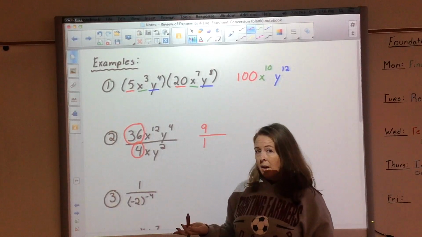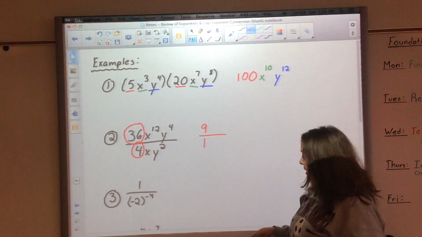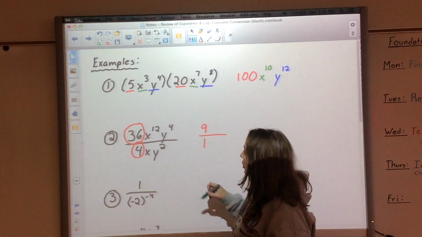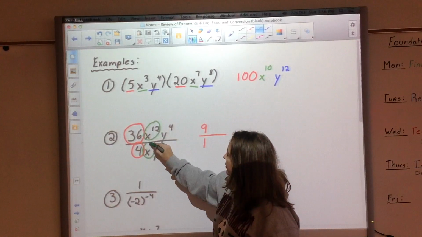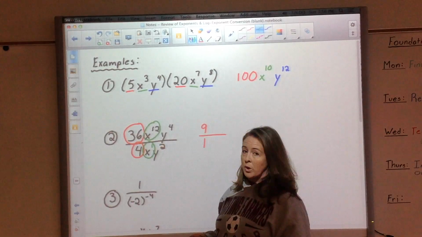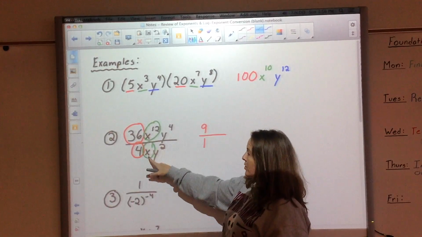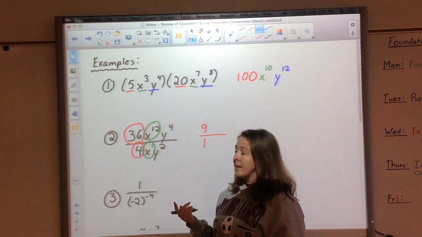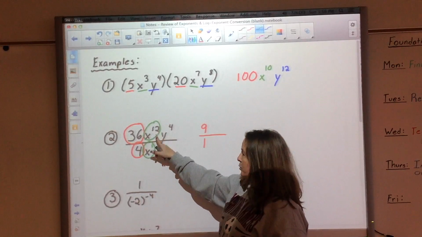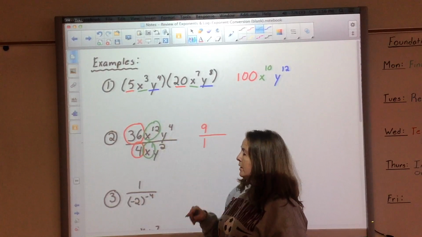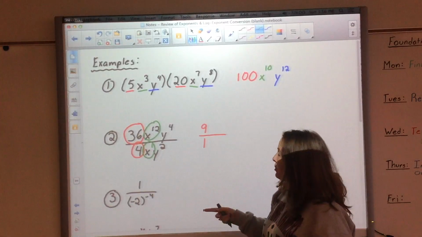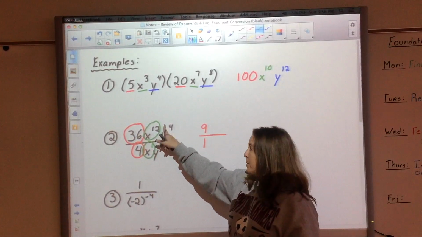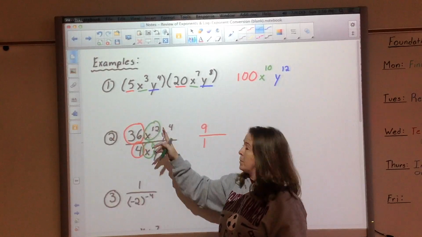And we may or may not need to keep that 1. We'll find out when we're done. Then we look at the x's. We have x to the 12th over x to the, remember there's an understood 1 here. So the bases here are the same, so we keep the bases the same, and we subtract the exponents. So 12 minus 1 is 11, and that x to the 11th power is going to go on the top of the fraction because that's where we have the most x's to begin with.